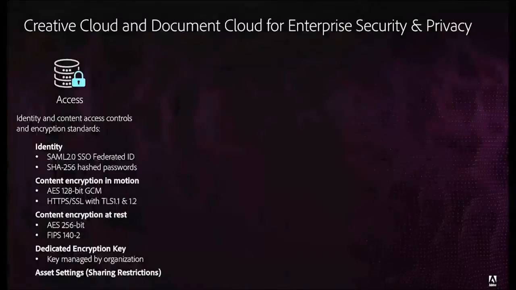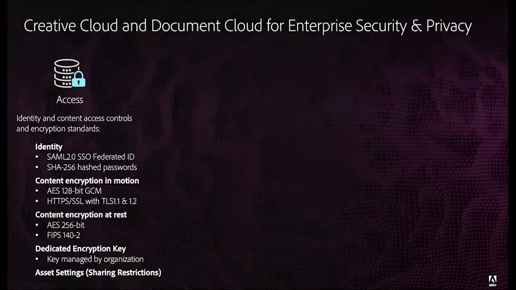For content in motion, the 128-bit GCM means that we're using 128-bit keys to encrypt or decrypt data. This is like a 16-character password using pretty much any combination of keys you can type on your keyboard. GCM technically means Galois Counter Mode, which is essentially a very high-speed and efficient means of encryption. So Creative Cloud can have really high volumes of secure throughput without significant slowdown due to security. For content at rest, AES 256 means you have a 32-character key, so it's much stronger and harder to break.